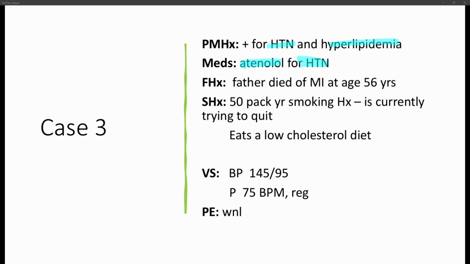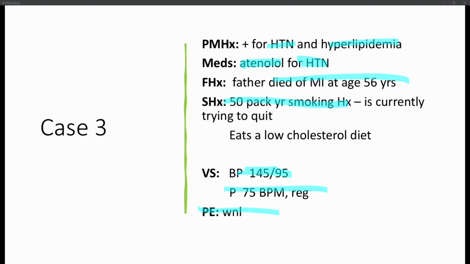Family history, father died of MI at 56. Is that significant? Yes. Social history, 50-pack year smoking history. Okay, he's trying to quit, eats a low cholesterol diet. Blood pressure, a little bit elevated. How's the pulse? That's fine, pulse is okay. Just a slight high blood pressure. Physical exam, the rest of it's within normal limits, it's okay. Nothing else significant to add.